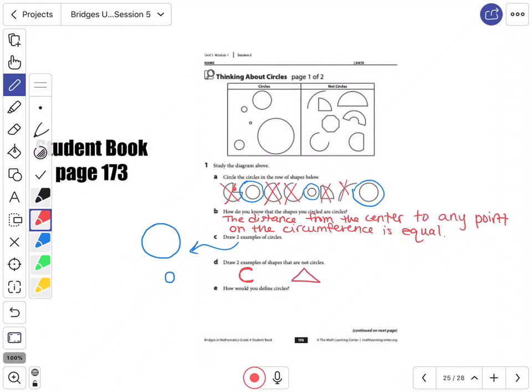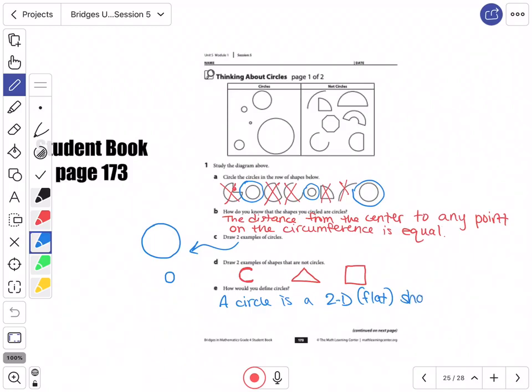I'm going to draw these in red because I crossed them out in red before. And again, there could be many different responses for this. A C, part of a circle, but it's not complete. This is definitely not a circle. That is a triangle, okay? This is not a circle, so there you go. I drew 3, and I was only supposed to draw 2.